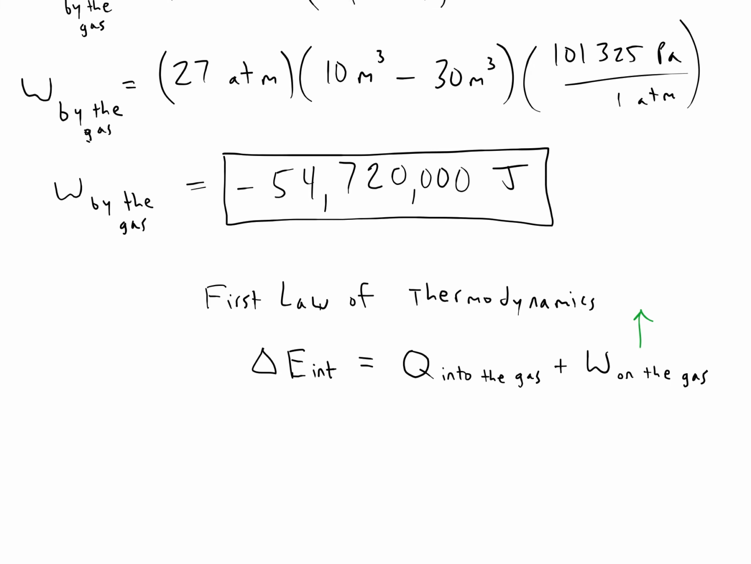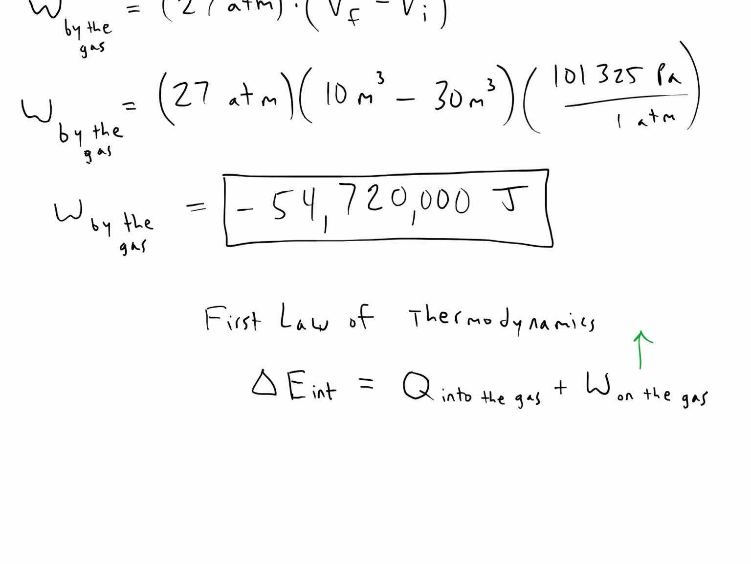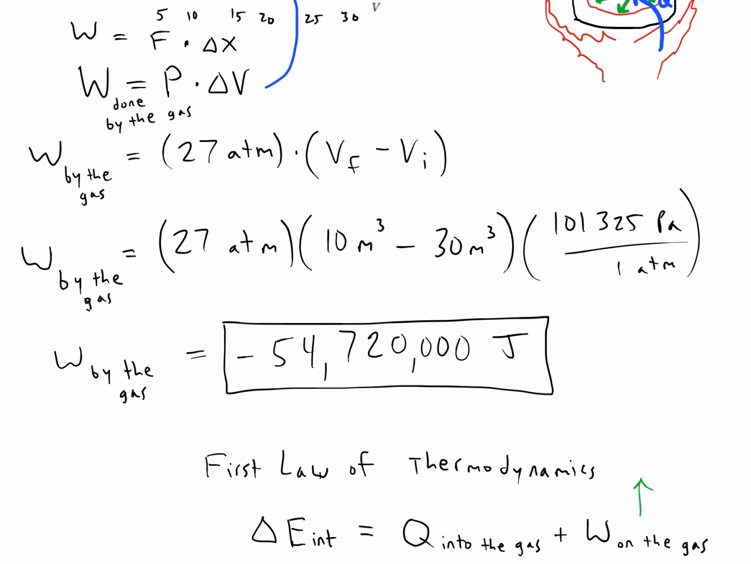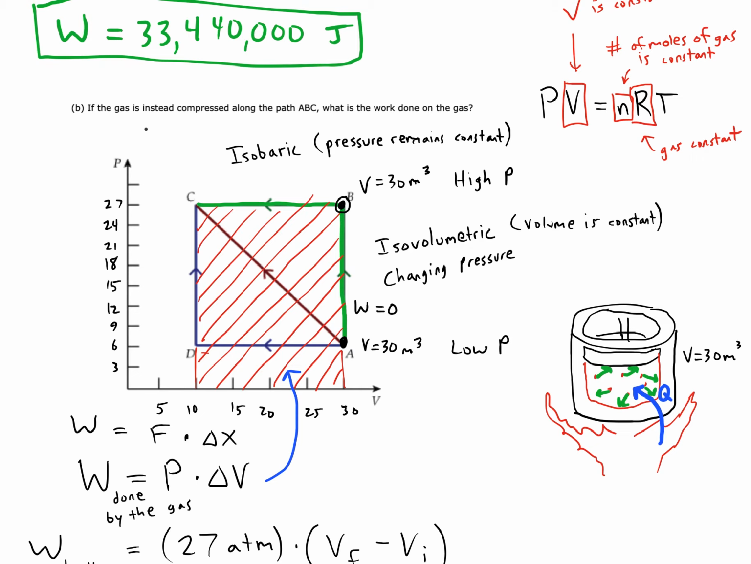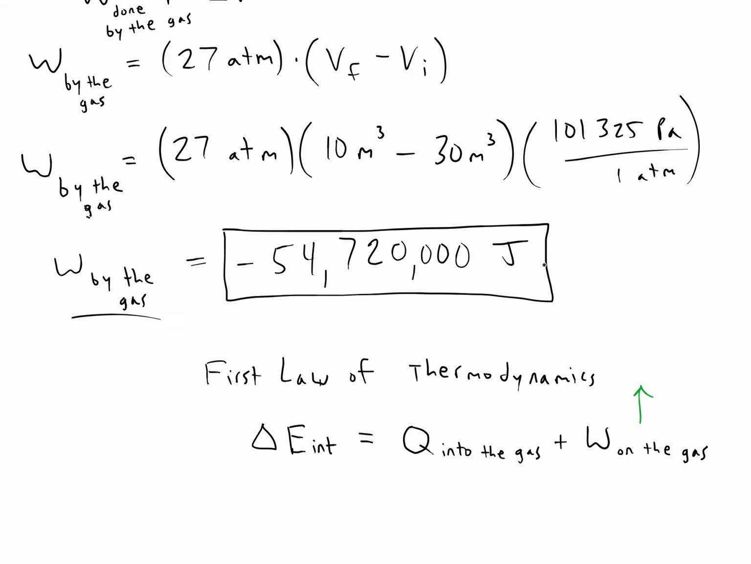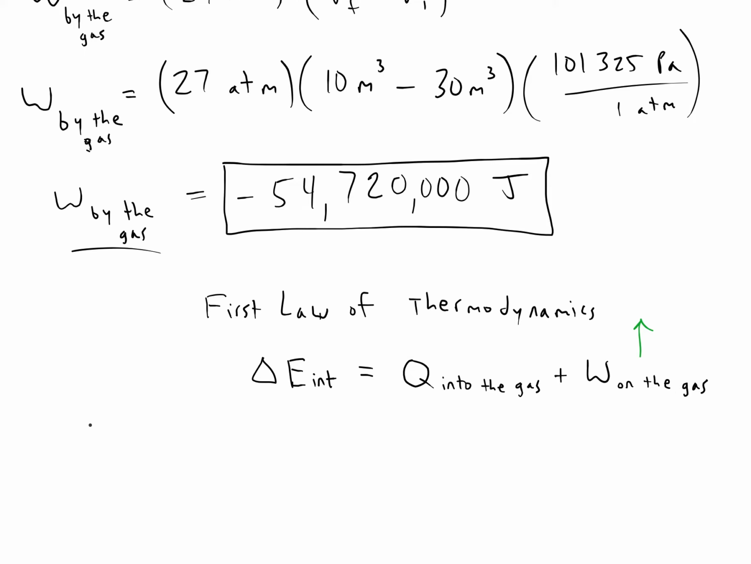One subtle difference between what I put in the box here and what they're asking for is they're asking for the work done on the gas. But I had given the work done by the gas. And so we're going to always find that the work done by the gas is going to equal the opposite of the work done on the gas. That is by Newton's third law.